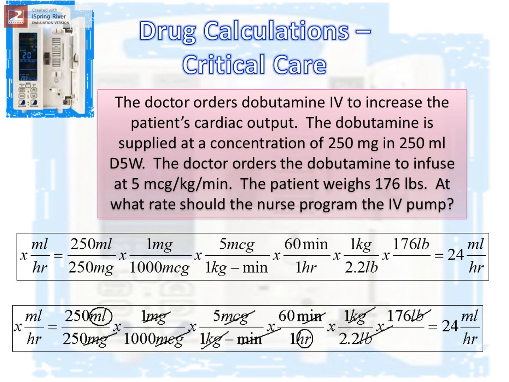176 pounds. So pounds cancel out, kilograms cancel out, minutes cancel out, micrograms cancel out, milligrams cancel out. You end up with milliliters on top. You end up with hours on bottom. You're good to go. 250 times 1 times 5 times 60 times 1 times 176 divided by 250 divided by 1,000 divided by 1 divided by 1 divided by 2.2 should give you 24 milliliters an hour, which is what you should program your infusion pump for.